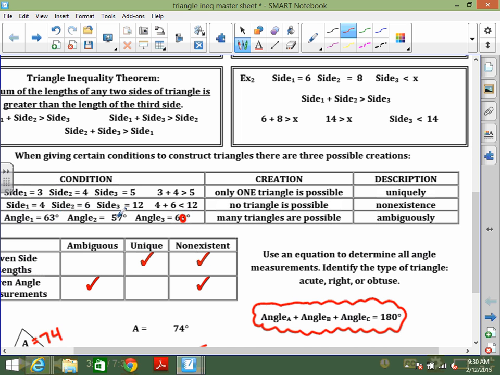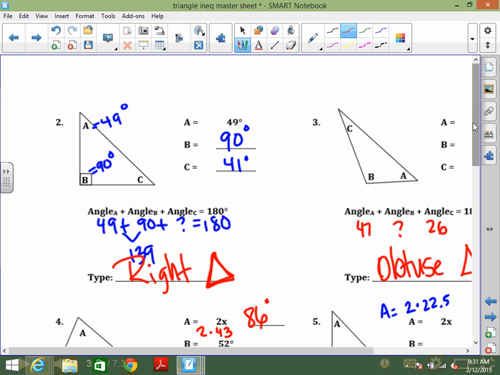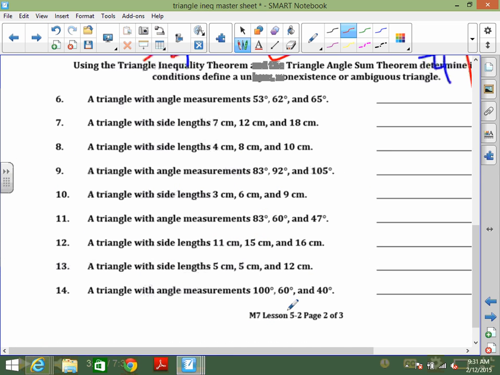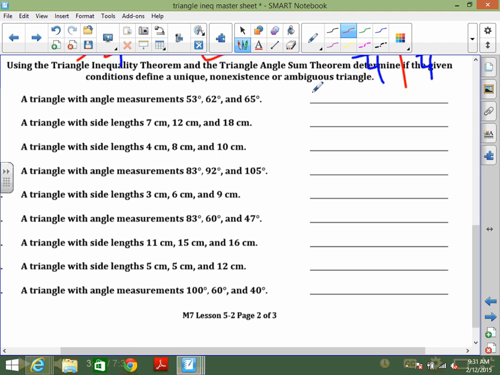When we know those 3 angle measures add up to 180, then many triangles are possible. And the mathematical word that we use to define that is ambiguously defined. And there's the word ambiguous, so you know how to spell it. That means, hey, the 3 angles add up to 180, and the sides can be anything. So that's ambiguously defined. So on that line, we're going to write ambiguously defined.